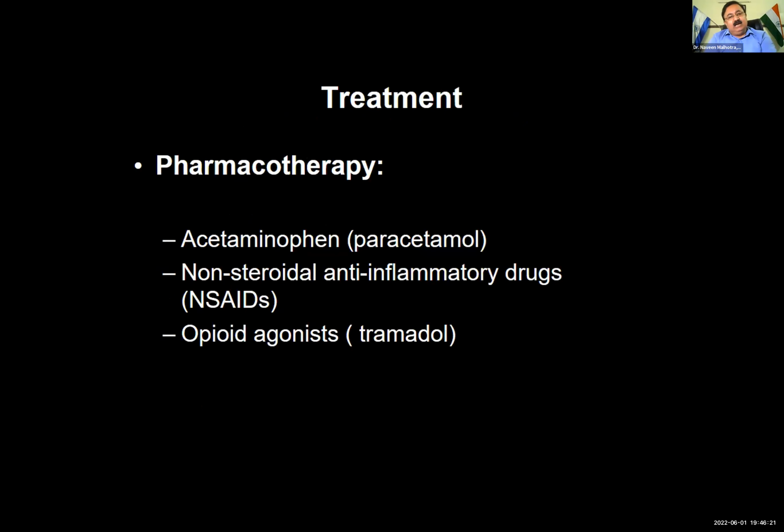The treatment modalities most commonly used are paracetamol 500 or 650 milligrams once or twice a day, a safe drug. NSAIDs can be used only for a limited period of time, and the opioid agonist tramadol is most commonly used in combination with paracetamol, but definitely we have to take care of their adverse effects also.